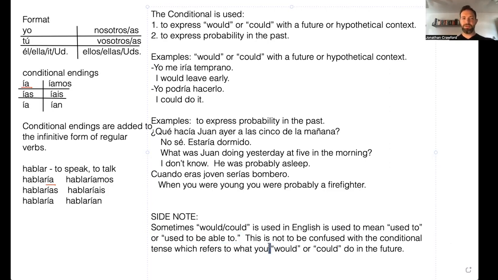Just remember, the conditional, the way that it conjugates is like the future tense, and so you can just remember that generally speaking, it's referring to something in the future. The only exception to that is when you're expressing probability in the past.